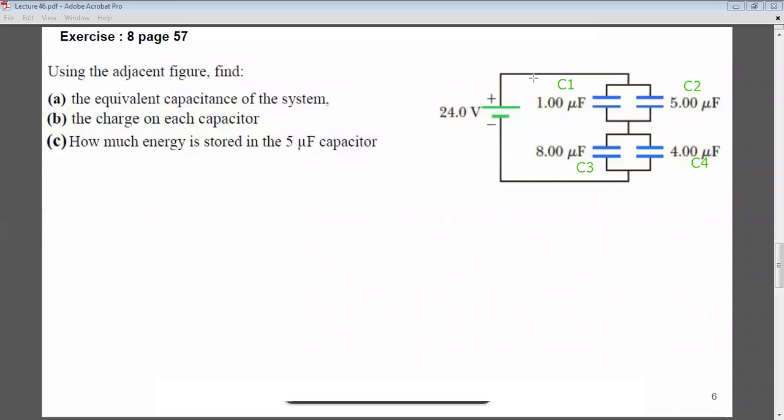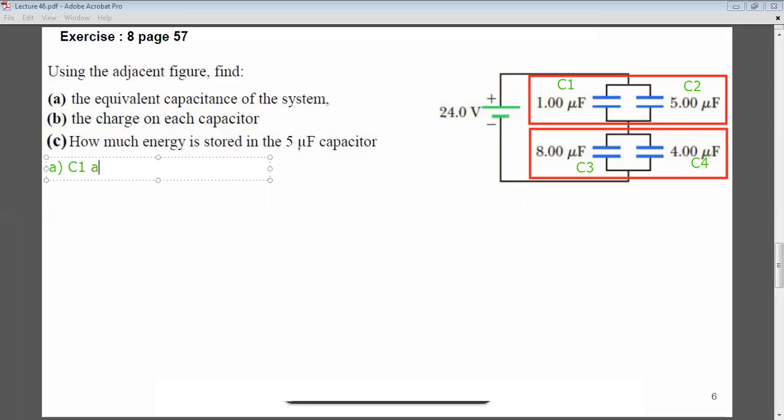Okay, one can directly see that C1 and C2 are in parallel, right? And C3 and C4 are in parallel. So we start. C1 and C2 are in parallel, implies C12 is equal to C1 plus C2. C1 is 1 microfarad plus 5 microfarad. So this will give me 6 microfarad, or 6 e to the minus 6 farad.